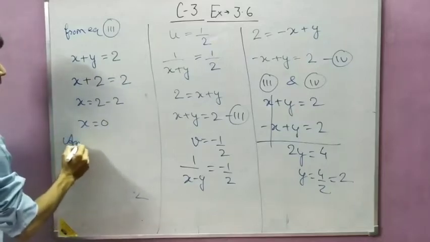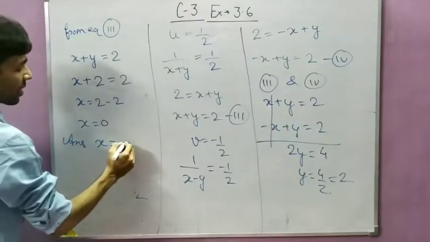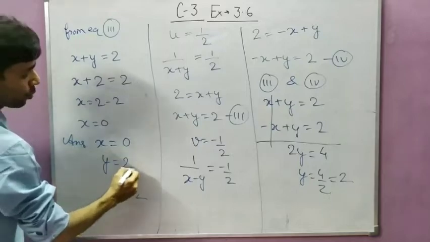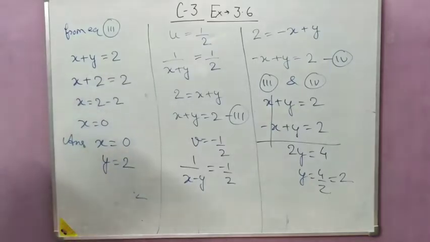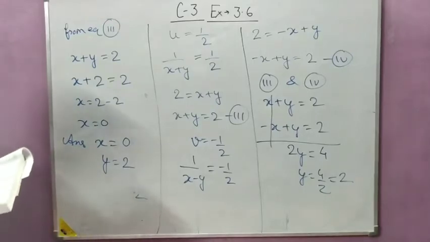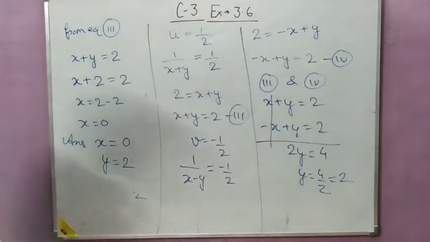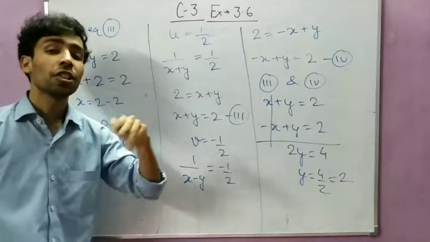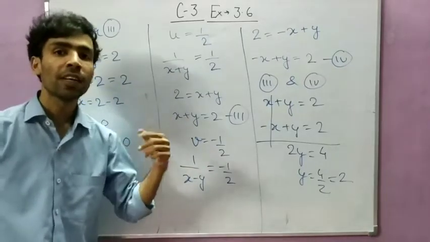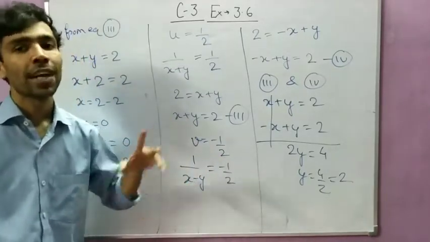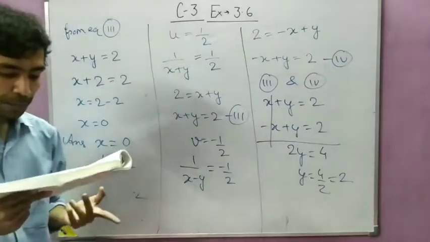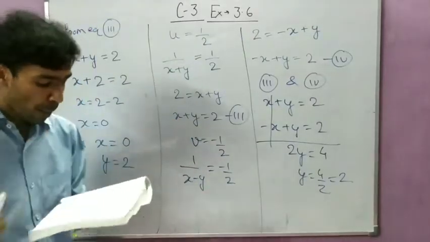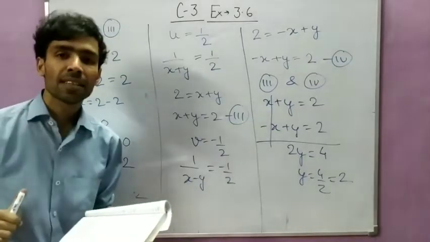So the answer will be x equal to 0 and y equal to 2. You can see student, in this part we have solved linear equations 2 times. First we have solved for u and v, and then we have solved for x and y. So by this way you can solve question number 7.